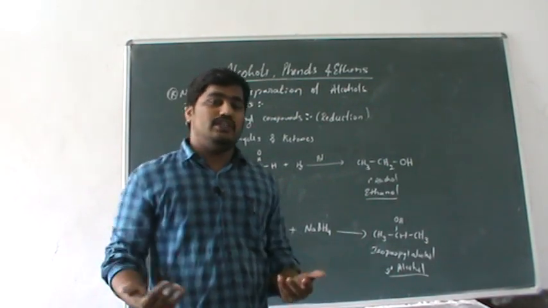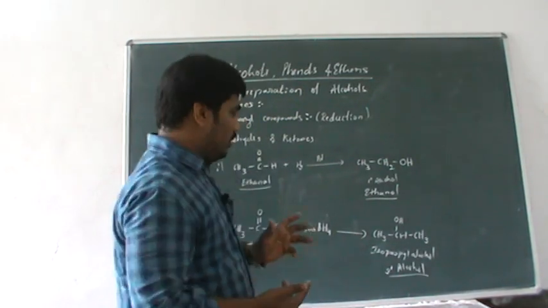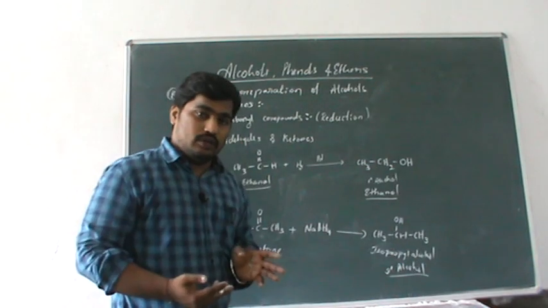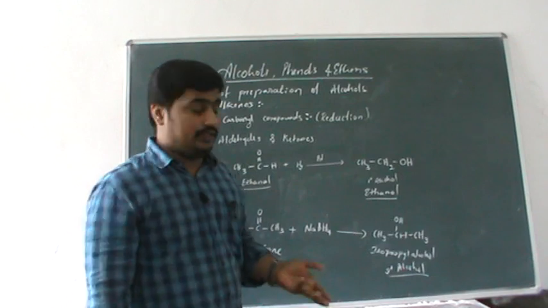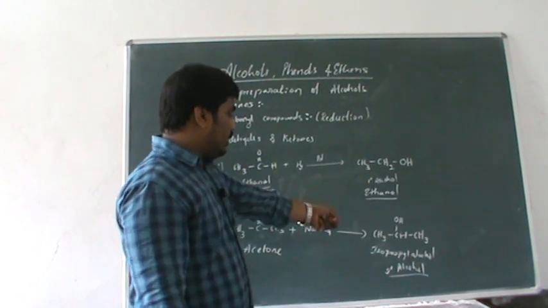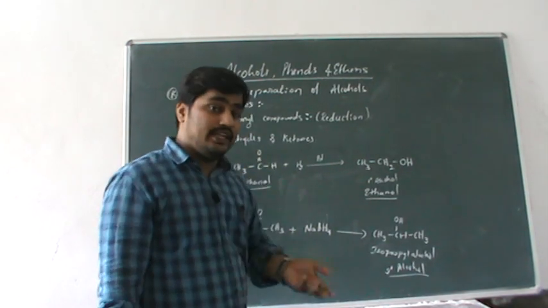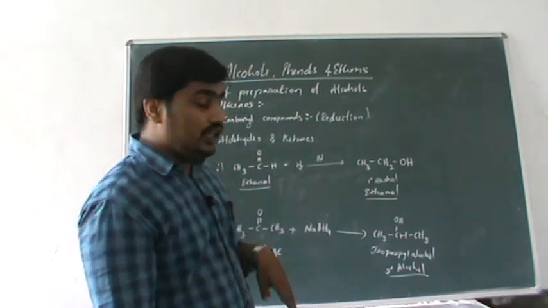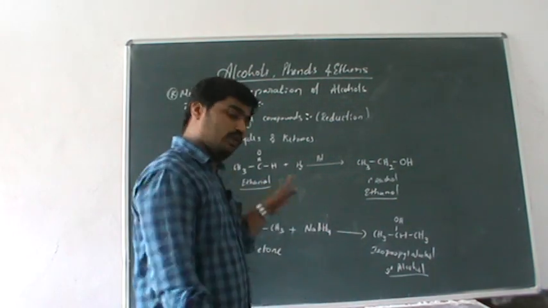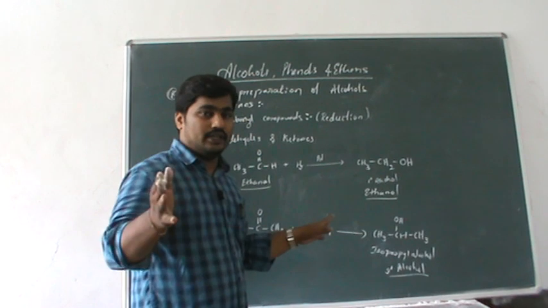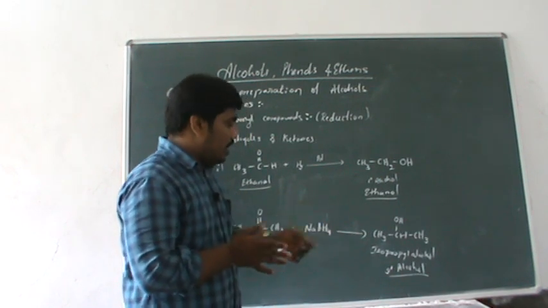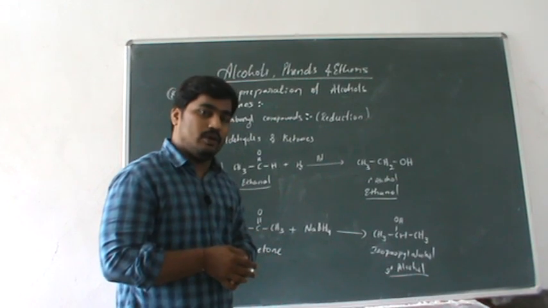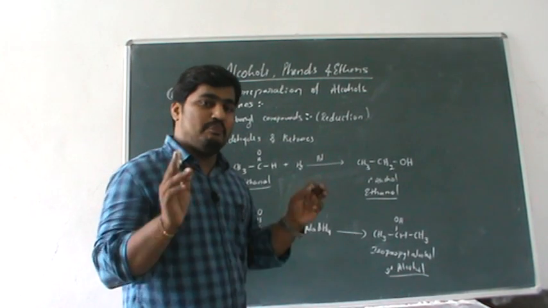Our intention is to produce primary alcohol, then we should consider aldehydes as a reactant, and suppose our intention is to produce secondary alcohol, we need ketones. This is very important. In your exam, suppose you are asked how to prepare isopropyl alcohol using a simple method.